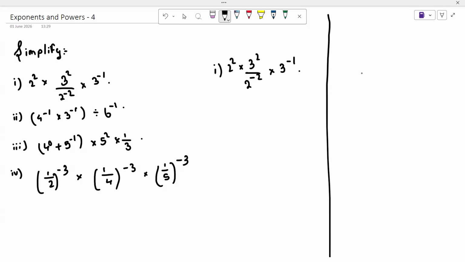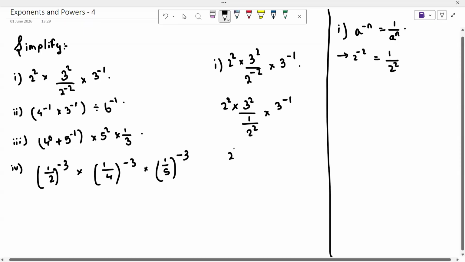So to solve this, first we'll see the law of exponent, which is the negative exponent law. That states that a power minus n will give you 1 by a power n. So 2 square into 3 square divided by 2 power minus 2 into 3 power minus 1. Let's simplify 2 power minus 2 here. It will become 1 by 2 power 2.